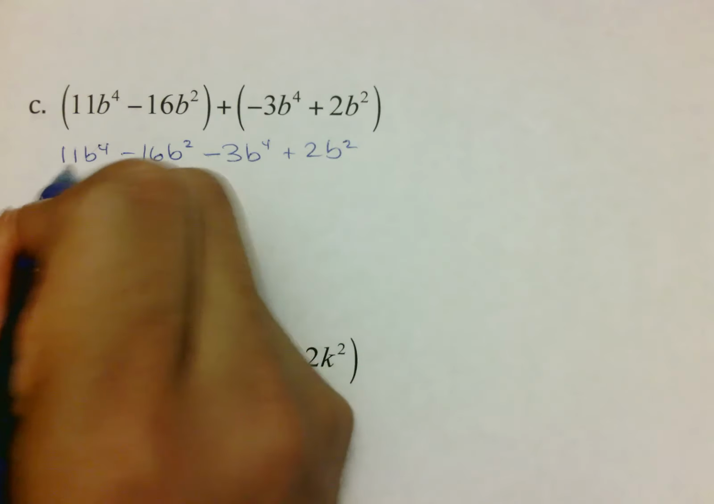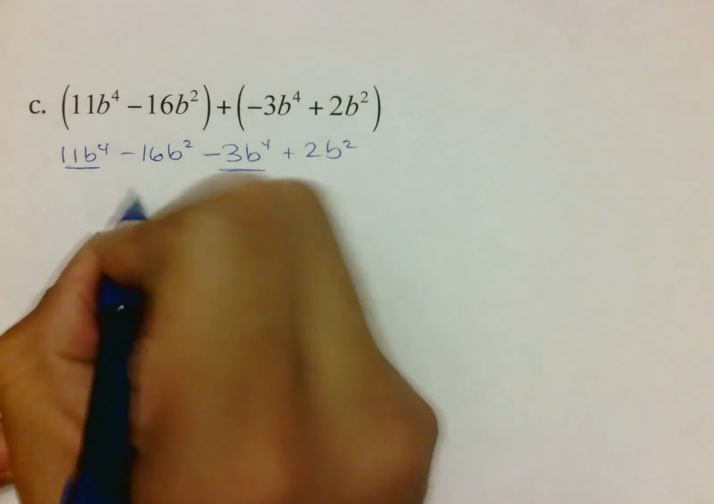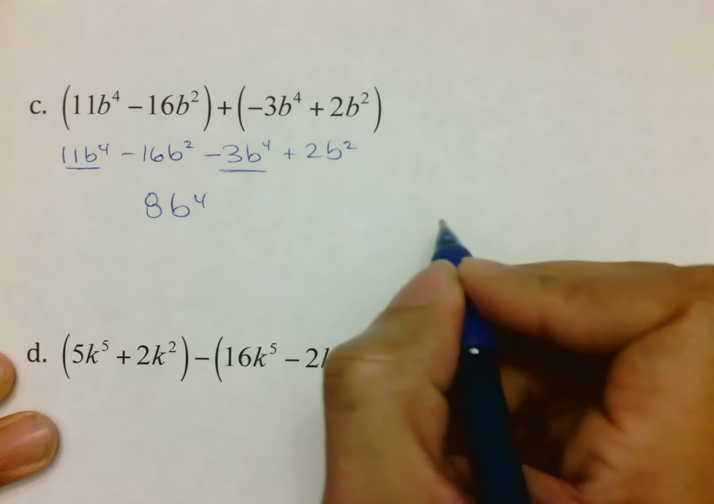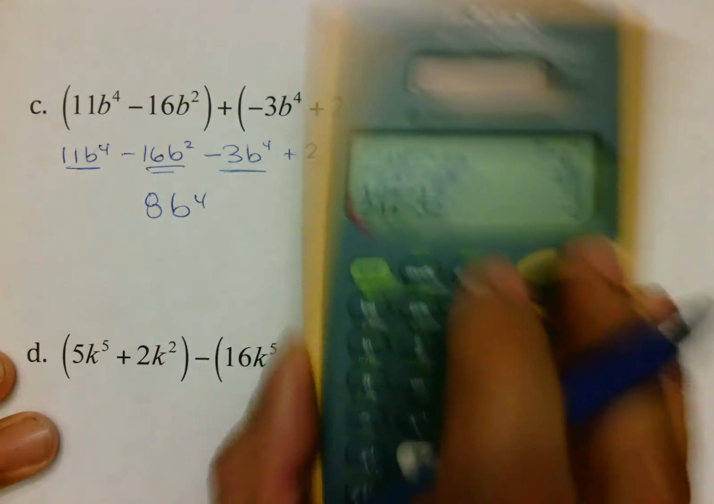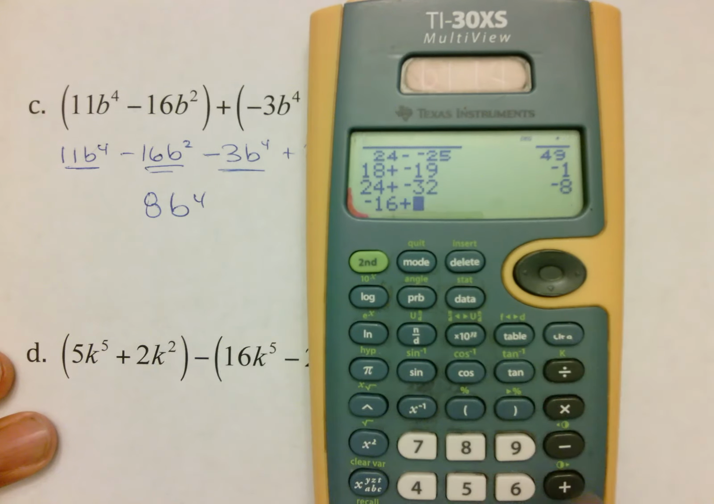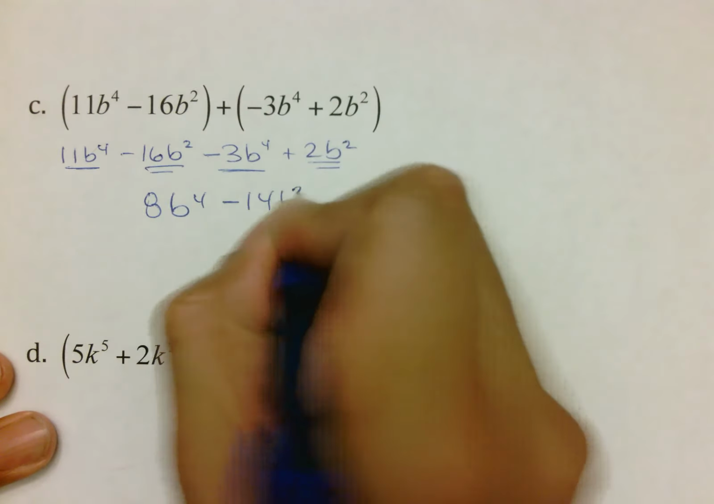And your second step is simply to put your like terms together. 11b to the fourth minus 3 makes 8, again, b to the fourth. Negative 16b squared, positive 2b squared. If you don't know what it is, put negative 16 plus 2. It'll tell you that it is minus 14b squared.